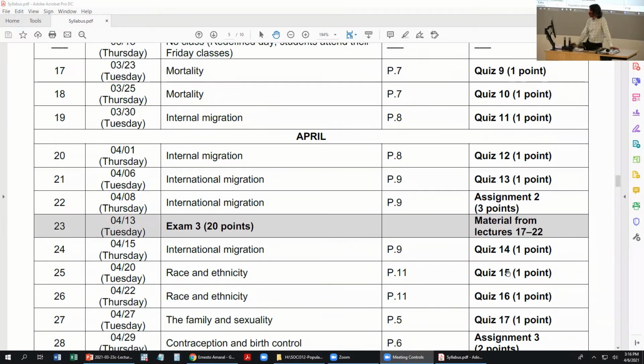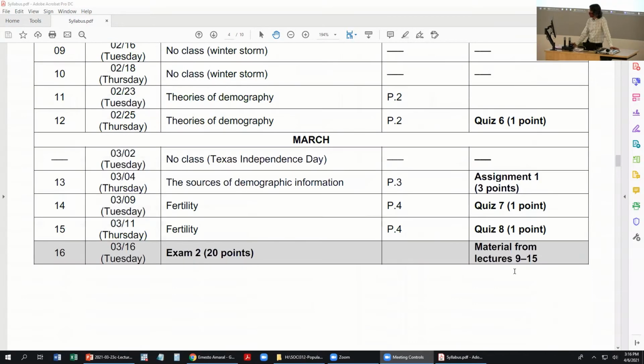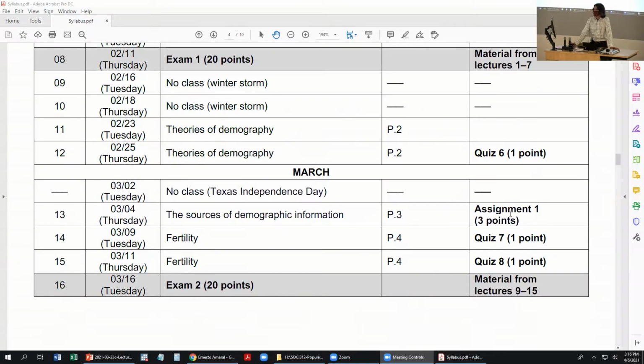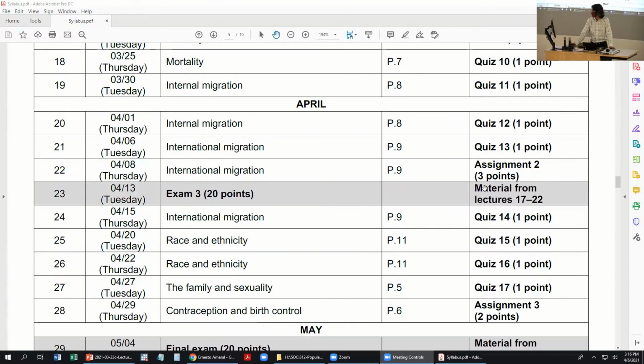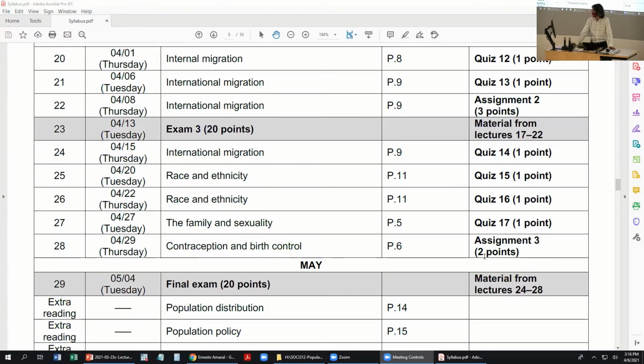So assignment 1 was more general about population growth, the negative and positive effects about it. And all of them technically are worth 1 point. Anything above 1 point is extra points. So assignment 1 has 2 extra points. Assignment 2 has 2 extra points, and assignment 3, 1 extra point. So 5 extra points in total throughout the semester.